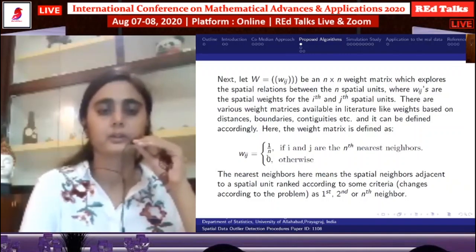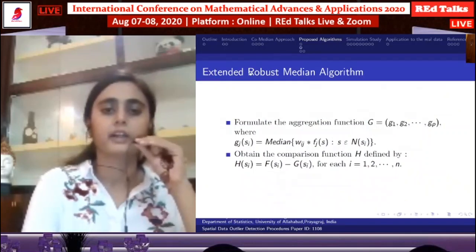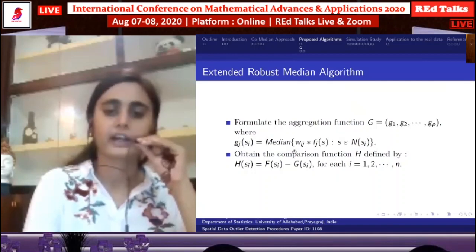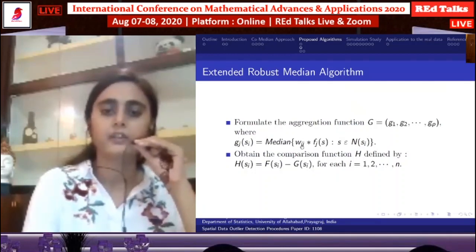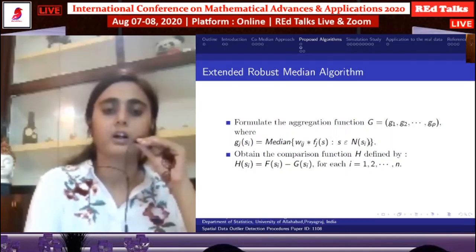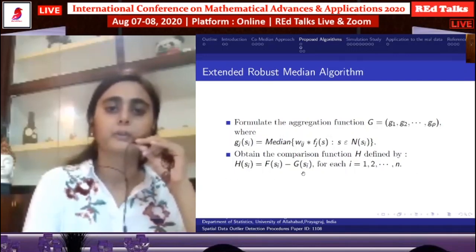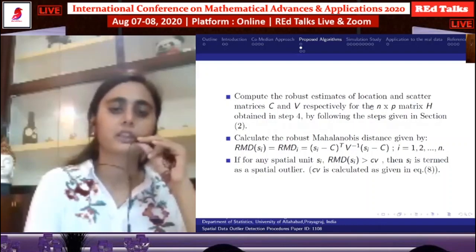So the first proposed algorithm is the extended robust median algorithm. Here the aggregation function G is defined as this, where j varies from 1 to p, i varies from 1 to n, W_ij is the weight associated with the ith and jth spatial units, and s varies in the neighborhood of the ith spatial unit. Thereafter, a comparison function h for each i is calculated, which results in an n cross p matrix, and using that matrix, robust estimates of the location and scatter matrices C and V are obtained.